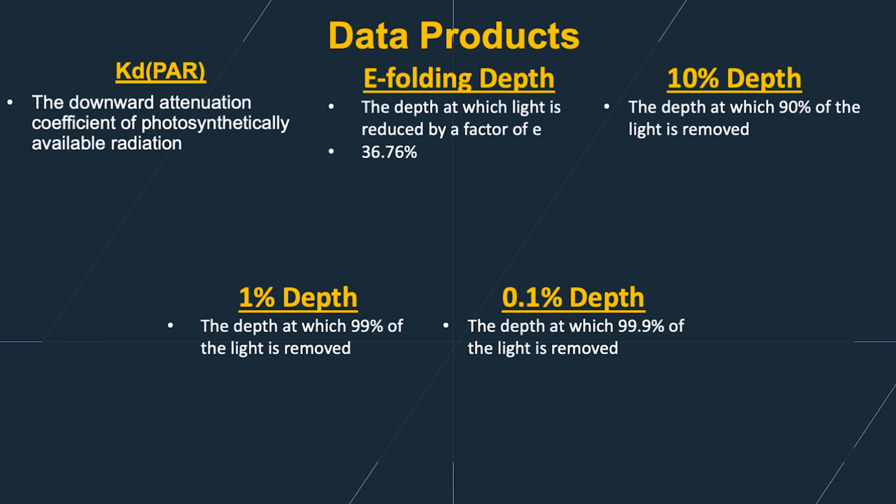We also have our e-folding depth, which is the depth at which light is 36.76% of the light that entered the surface. And then we have 10% depth, which is the depth at which 90% of the light is removed from the surface, 1%, where 99% of the light is removed, and 0.1%, where 99.9% of the light is removed. And these are my 5 data products I will be using to compare subsurface and surface light values. Now, how did I come upon these?